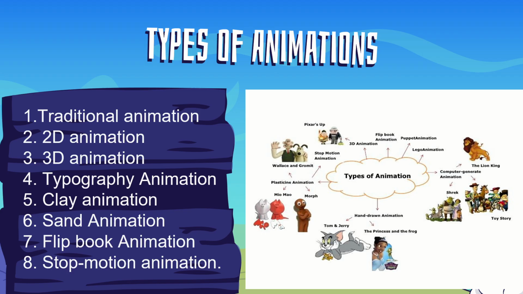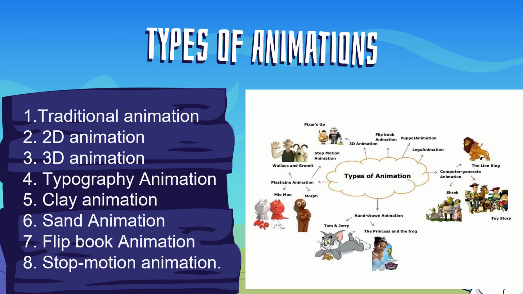Fifth one is clay animation. That means stop motion animation using clay models. For example, Shaun the Sheep style is an example of that. Sixth one is sand animation. That means artists create scenes using moving sand.